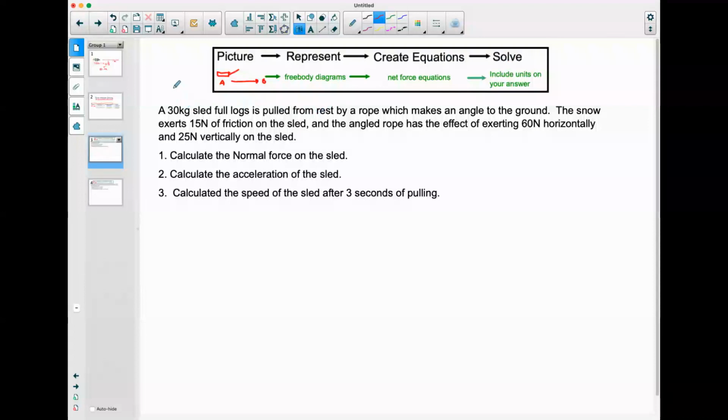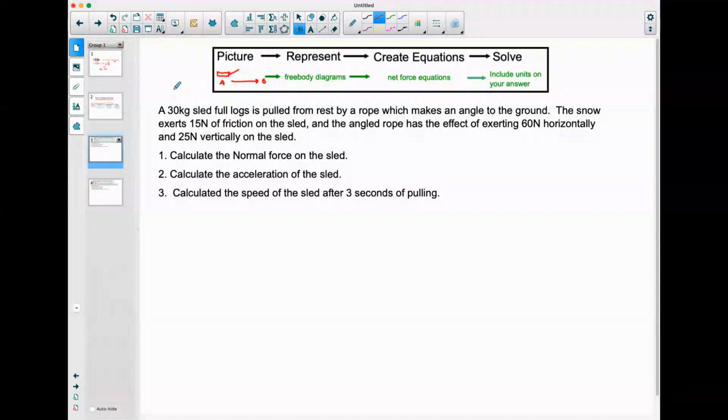So we have a 30 kilogram sled full of logs being pulled from rest by a rope, which makes an angle to the ground. The snow exerts 15 newtons of friction on the sled, and the angled rope has the effect of exerting 60 newtons horizontally and 25 newtons vertically on the sled. And then we want to do three things: calculate the normal force, calculate the acceleration of the sled, and calculate the speed of the sled after 3 seconds of pulling.